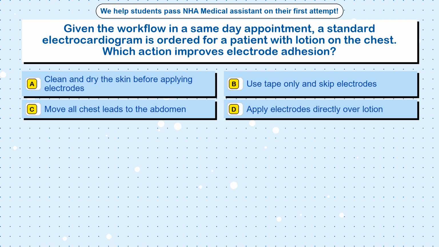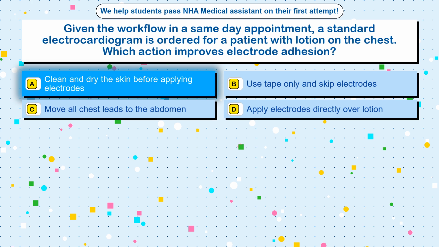Question 21. Given the workflow in a same-day appointment, a standard electrocardiogram is ordered for a patient with lotion on the chest. Which action improves electrode adhesion? Option A, clean and dry the skin before applying electrodes. Option B, use tape only and skip electrodes. Option C, move all chest leads to the abdomen. Option D, apply electrodes directly over lotion. The correct answer is option A, clean and dry the skin before applying electrodes.